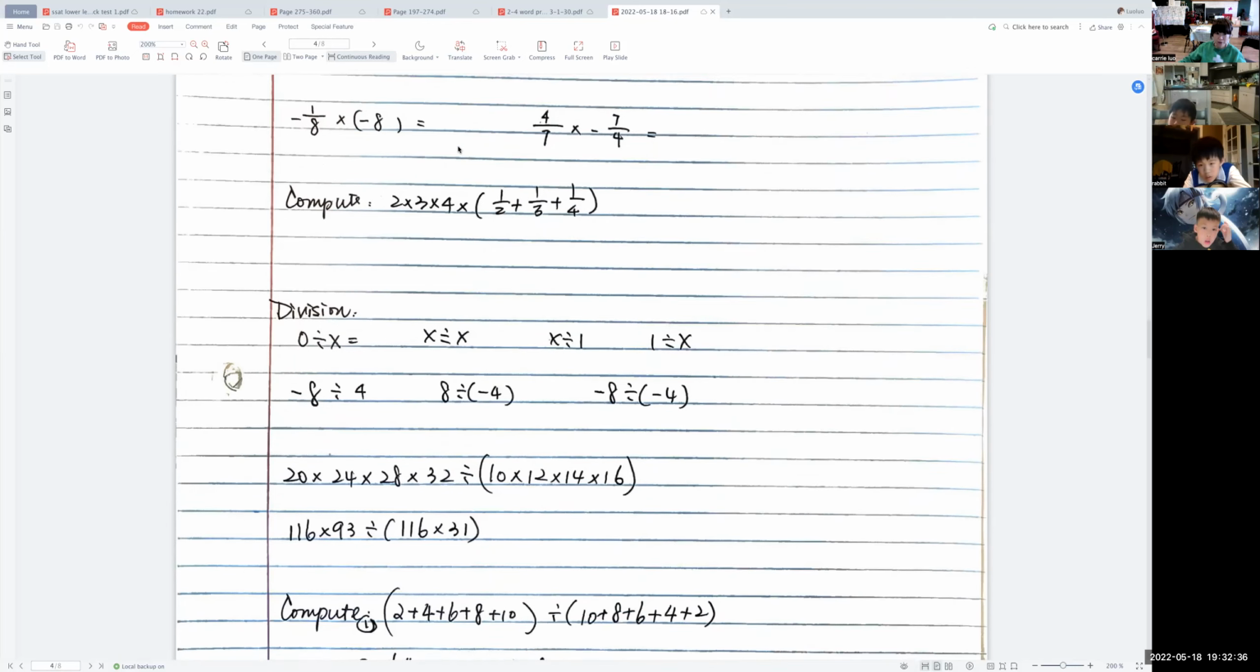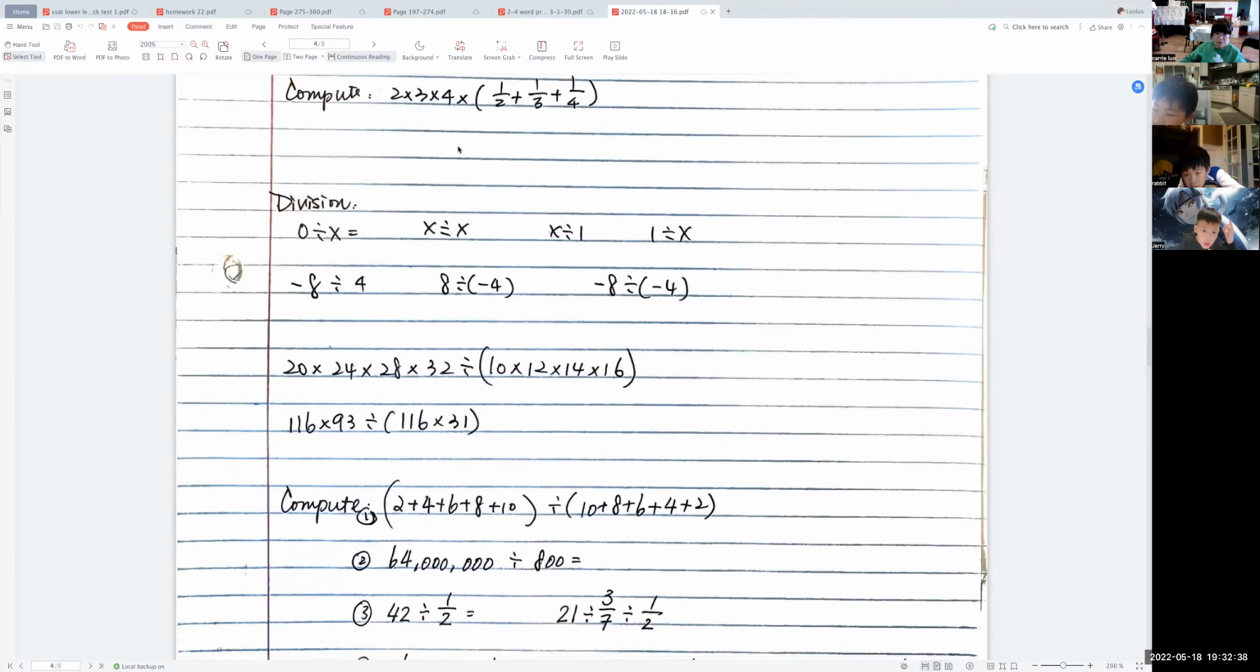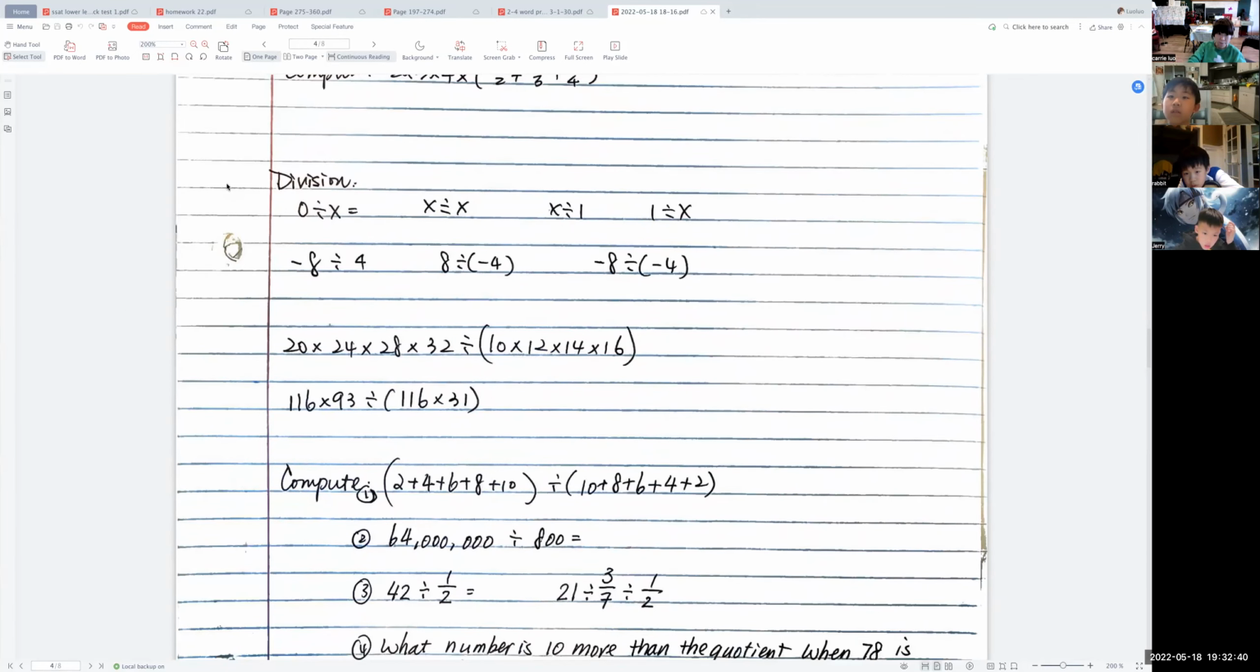So we have something called division. Very easy. I'm going to call your name. Oliver, first question. 0 divided by x equals? 0. x divided by x equals? 1. x divided by 1? x. Very good. 1 divided by x equals? 1 over x. Very good.